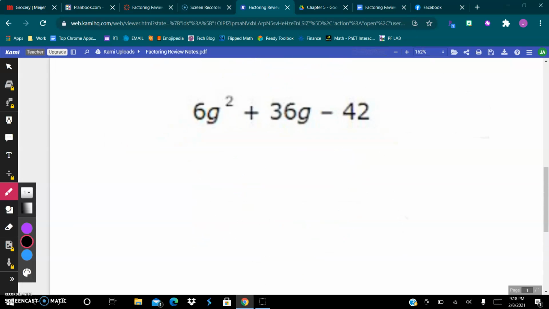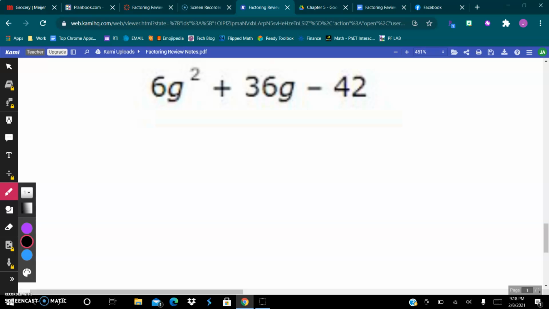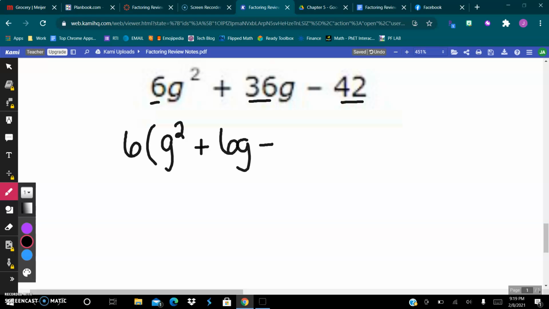One more here. This one has a coefficient out front of the g squared, but I wanted to show you one of these. Looking at these three numbers, they're all divisible by 6. So I'm going to divide everything by 6. So 6 divided by 6 is 1, so that just leaves us with the g squared. 36 divided by 6 is going to be 6, so it leaves me with 6g. And then minus 42 divided by 6 would be minus 7.